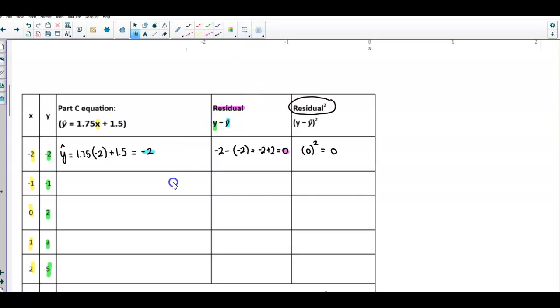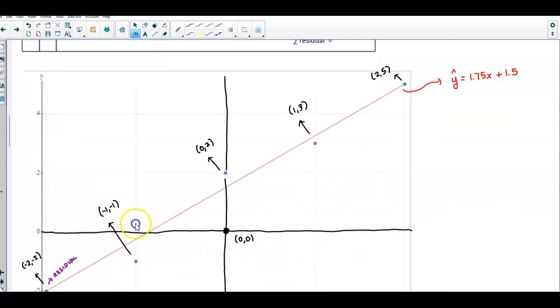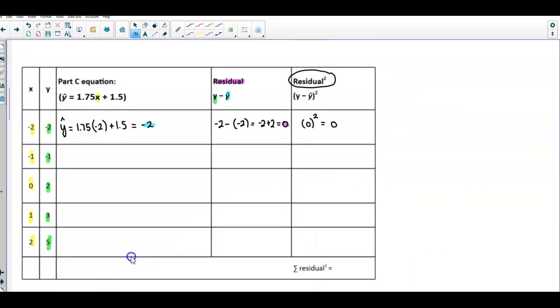Okay, now let's do another one here. So now we're going to take a look at this other ordered pair, which is -1, -1. So here is where -1, -1 is located, and you can see that this point is below the line. So there's a reason that we need to determine why this is below the line. So let's come back up here. We're going to go ahead and do the same thing. We're going to take y hat, and that's 1.75. We're going to substitute the x value to be -1, and then add 1.5. So let's go ahead and do that.